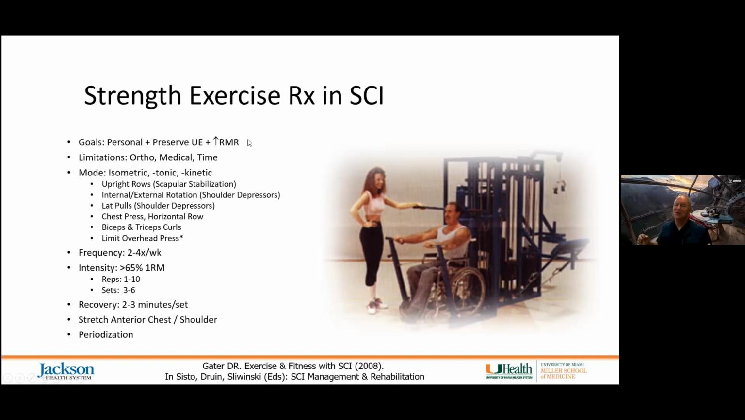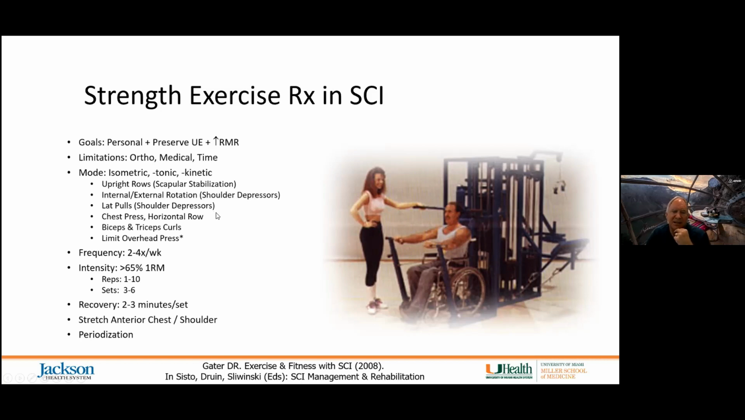We want to appropriately strengthen muscles so that we increase muscle mass and therefore increase resting metabolic rate. But we don't want to do that in a way that is going to put them at high risk. So we're going to be doing scapular stabilization exercises and using internal external rotator exercises. These are the shoulder depressors to help pull the humeral head down and away from the AC joint.